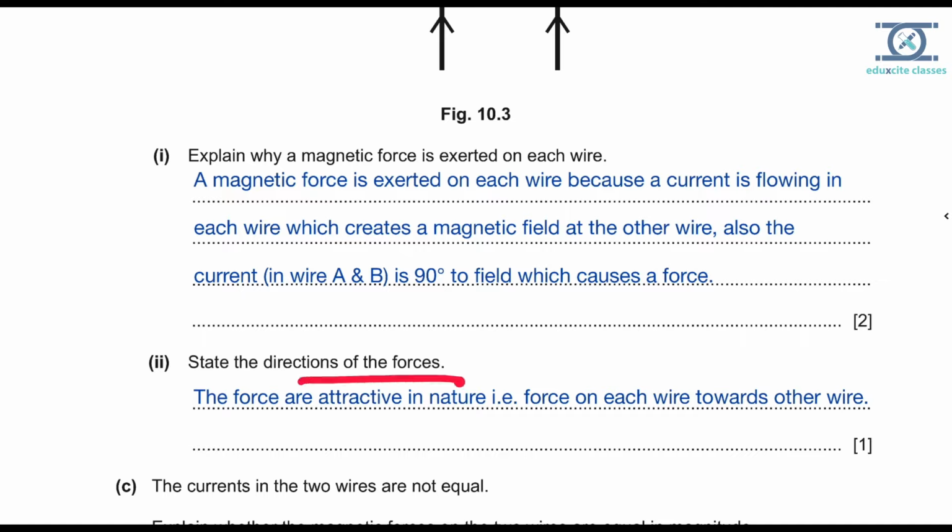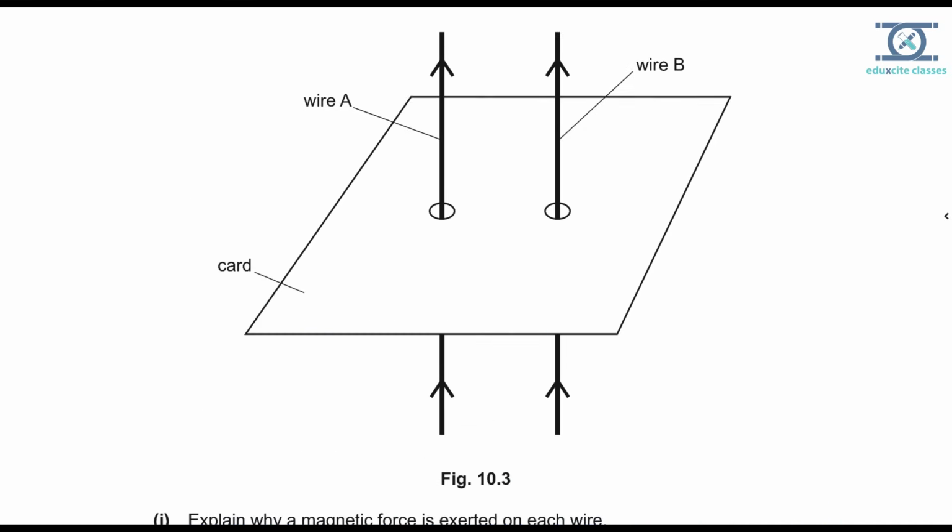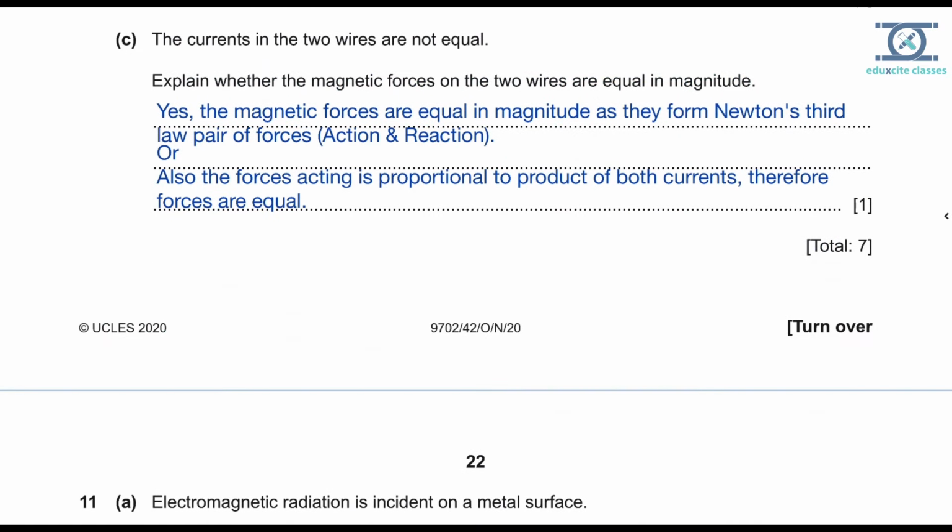And the direction of the forces are attractive because each force will be towards the other wire. Here the force will be like this, will attract here like this. So they will be attracting each other. The current in the 2 wires are not equal. Explain whether the magnetic force on the 2 wires are equal in magnitude. This is an important question.